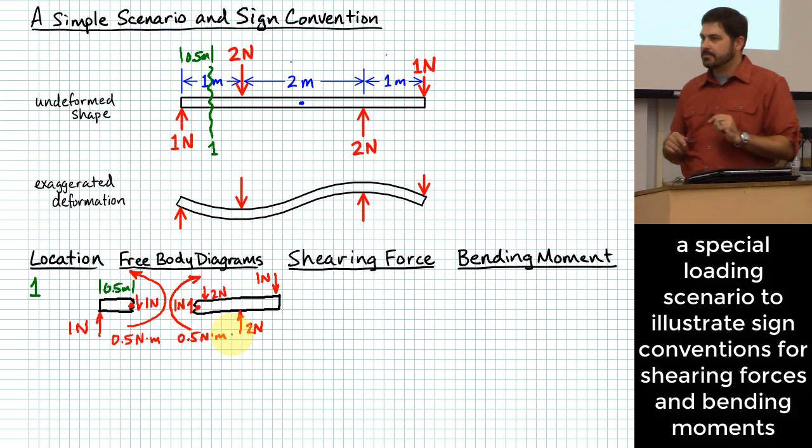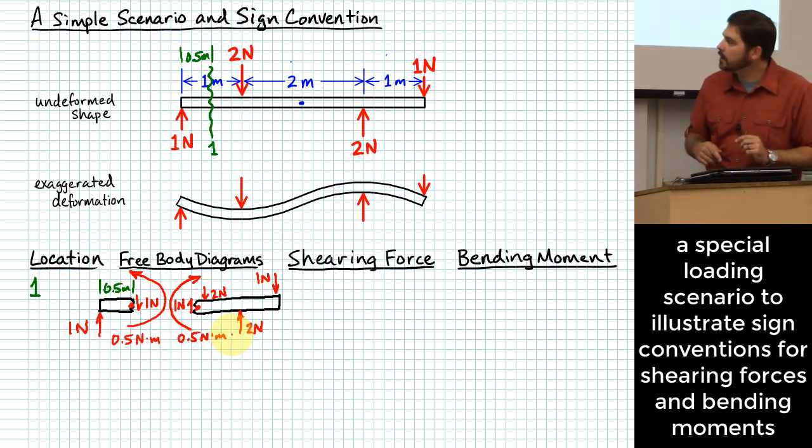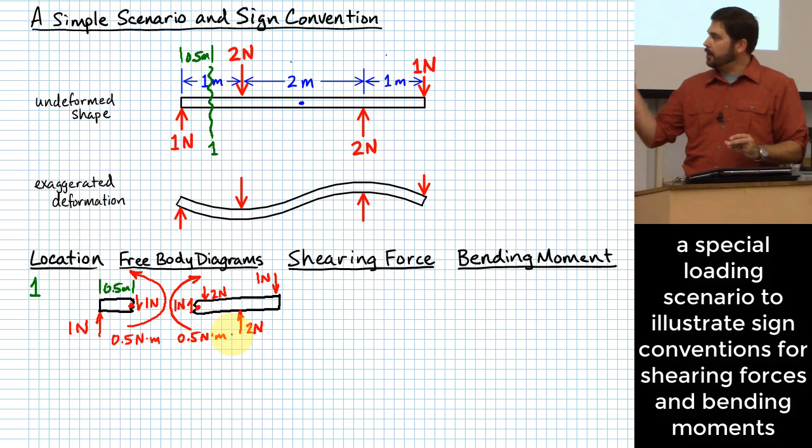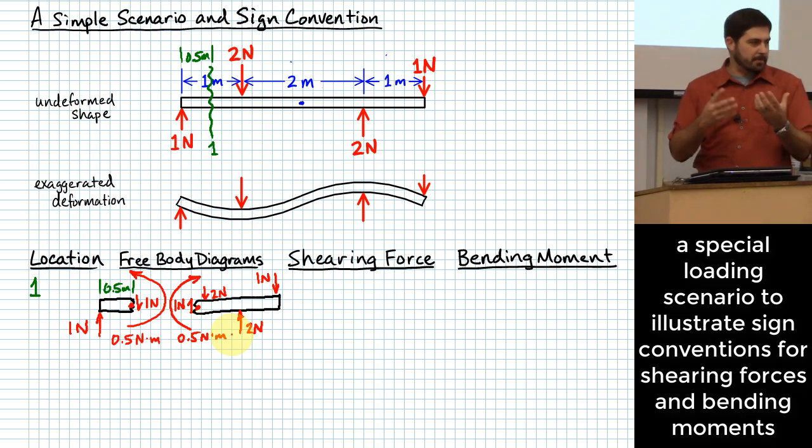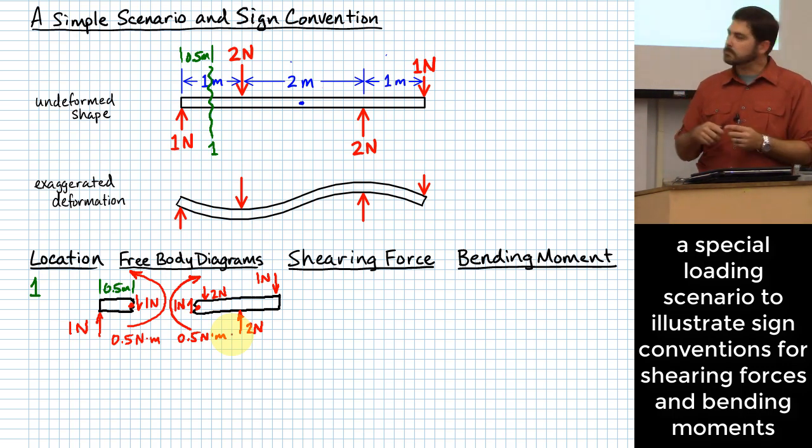You got a question? Your shear force on the second free body diagram. Yep, it's in the opposite direction. He said the shearing force on the right free body diagram there is in the opposite direction of the one that's on the left, which is exactly what we would expect by Newton's third law. And it is what we get.